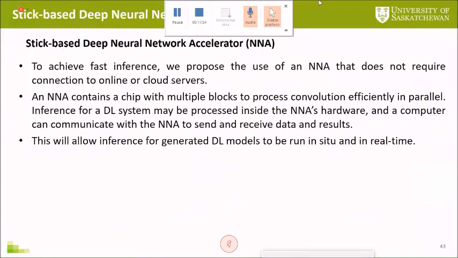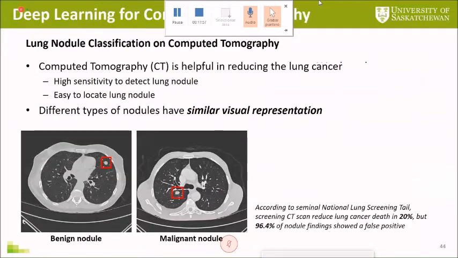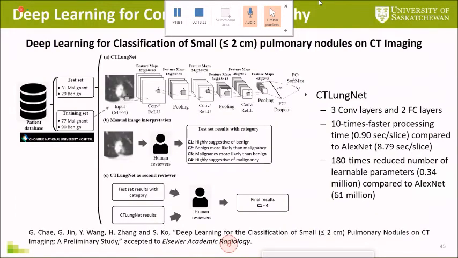Now this is the second part, with some examples using deep learning. The first one is lung nodule classification for computed tomography, which is a CT scan. You see two images. The left one shows a benign nodule, and the right one shows a malignant nodule, which is cancer. And as you can see, it's difficult to classify which one is cancer because of the similar visual representation. We developed the deep neural network using this block diagram A and B, and eventually we compared with the original AlexNet, and as you can see, significant processing time improvements compared to the original one.